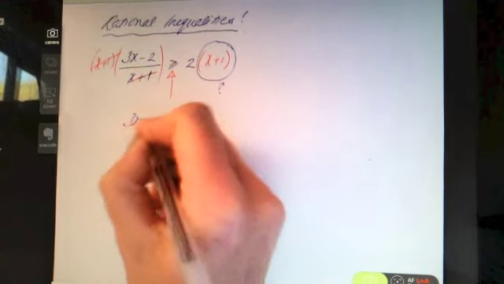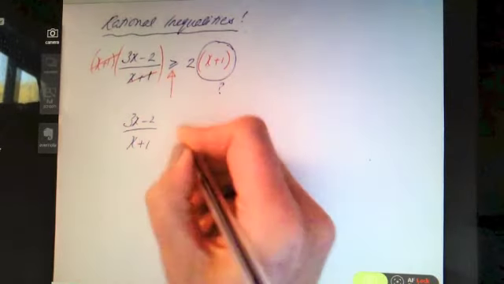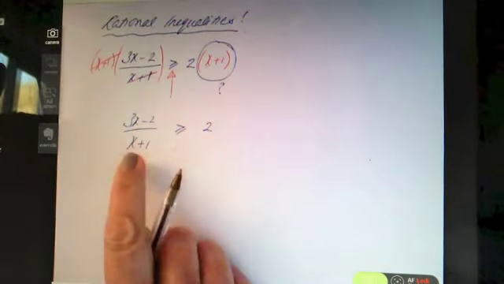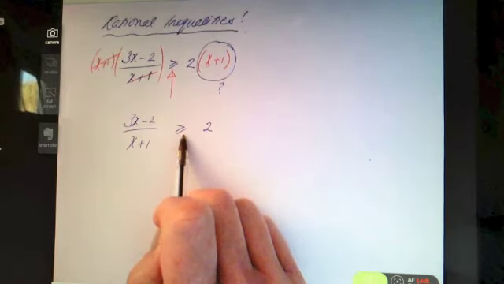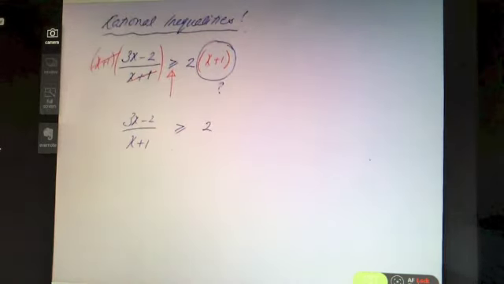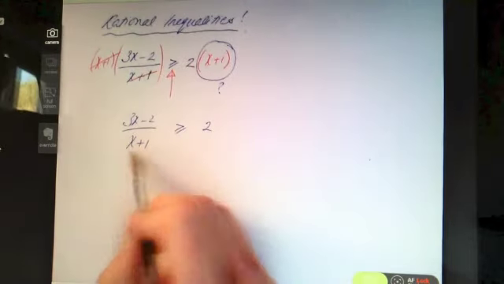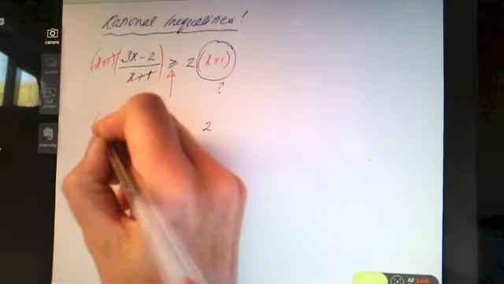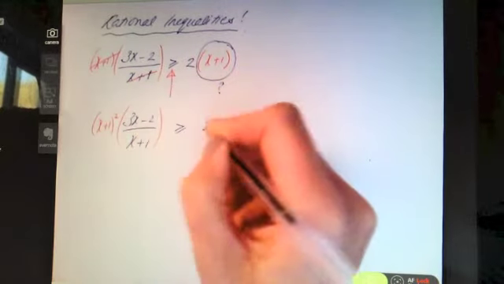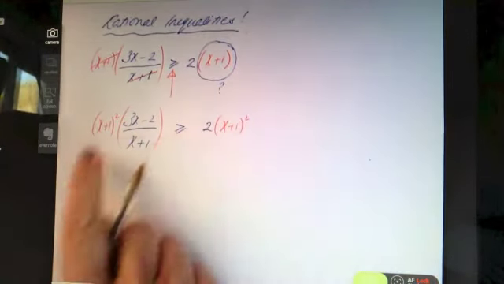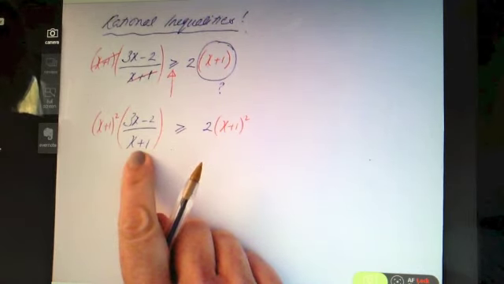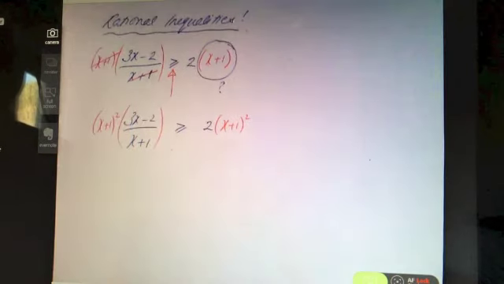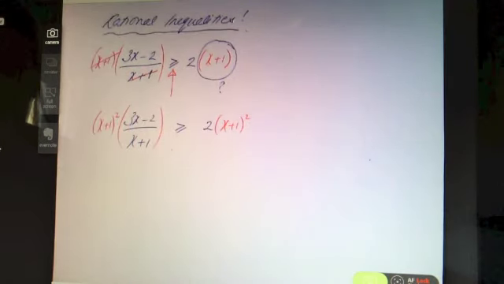Well, here's what we do. We consider multiplying by something that is going to get rid of that denominator, but also something we know for sure isn't going to flip the inequality. So what we do is we take whatever the denominator is and square it. And make sure you multiply by both sides the x plus 1, which in this case is the denominator, and square it. So x plus 1 squared is what I'm going to multiply to both sides.